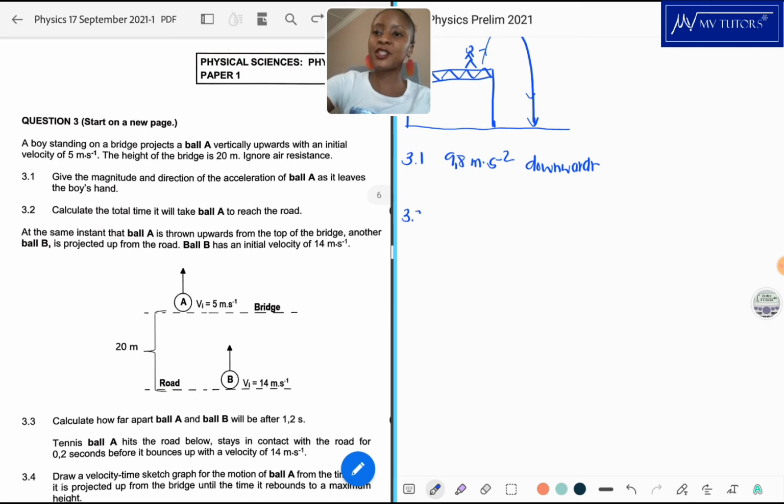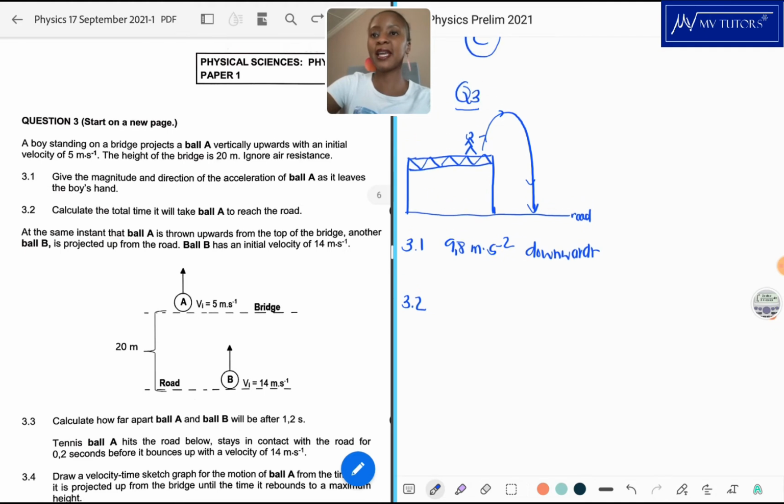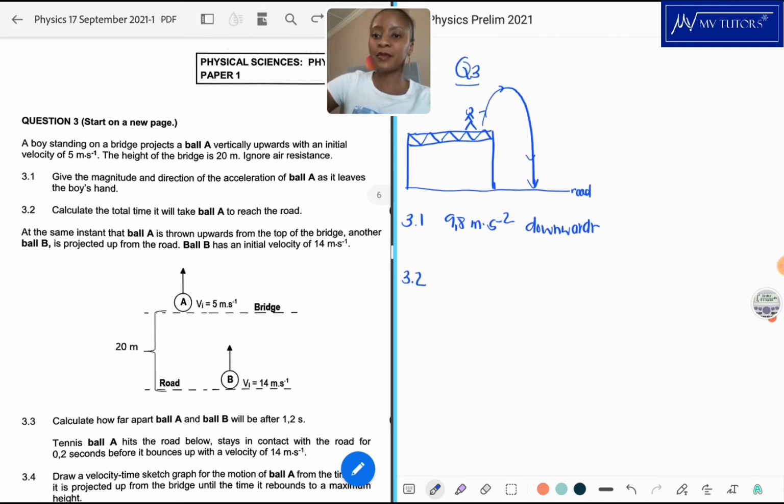Now for question 3.2, it says calculate the total time it will take for ball A to reach the road. So now we know this is the road. What is my strategy in calculating the time? There are many ways of doing it, but I'm going to take it in sections. I'm going to calculate the time it took to reach upwards. I'm going to take upwards as positive. You can take downwards as positive. We're going to get the same answer.